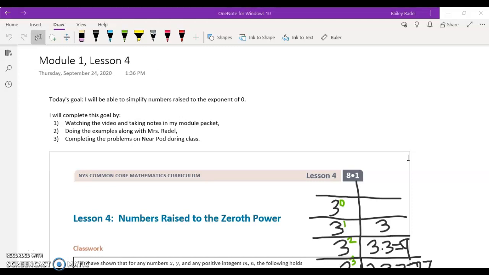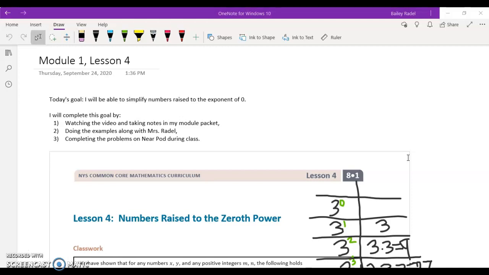Today we will be doing Module 1, Lesson 4. Today's goal: I will be able to simplify numbers raised to the exponent of 0. I will complete this goal by 1. Watching the video and taking notes in my module packet, 2. Doing the examples along with Mrs. Radel, and 3. Completing the problems on Nearpod during class.